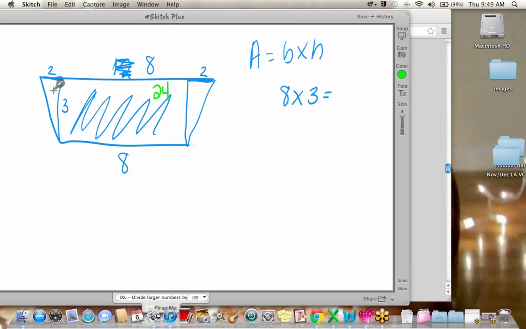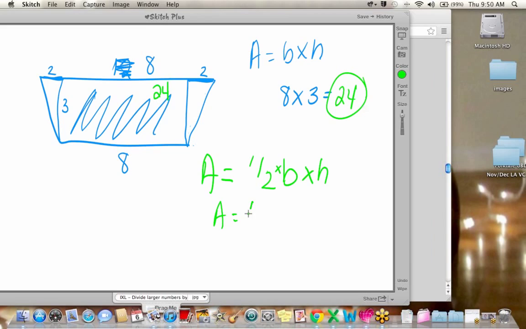So now we need to find the area of these two little triangles, and we'll add it up to 24. So let's find the area of one triangle. And we know that the formula is 1/2 base times height, or 1/2 times base times height. So if I plug that in, I'm going to have 1/2 times, see, the base is 2. The height of the triangle is 3. So what is the area of one of these triangles?